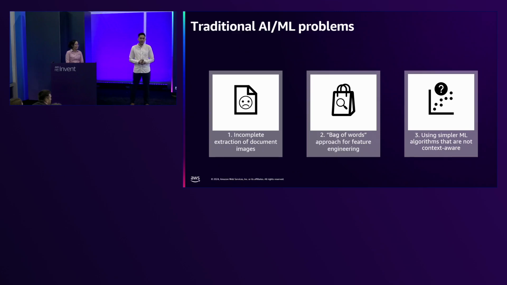So traditional AI ML, so we're going through the steps. We started off with a typical manual process. Now we're going to talk about traditional AI ML and where it falls short, and then we're going to introduce Gen AI. With traditional AI ML, there's 3 main problems that we'll be highlighting today. First is incomplete extraction of document images. Usually in traditional AI ML, it uses OCR, or optical character recognition, to extract text from documents.